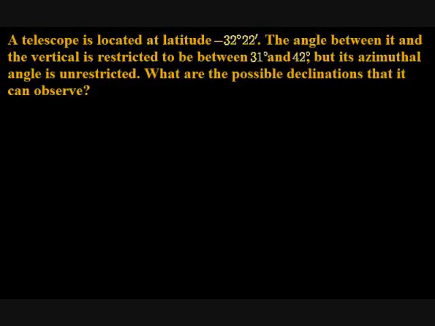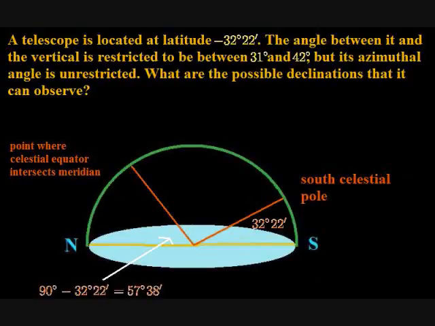So, we're going to draw the horizon. In this case we're going to draw the south celestial pole because we are in the southern hemisphere. We're going to draw the celestial equator, and we know that the angle between the horizon and the point where the celestial equator intersects the meridian is 90 minus latitude. So in our case, 90 minus 32 degrees 22 minutes, which is 57 degrees 38 minutes. So the south celestial pole is at an altitude of 32 degrees 22 minutes because that's the latitude.